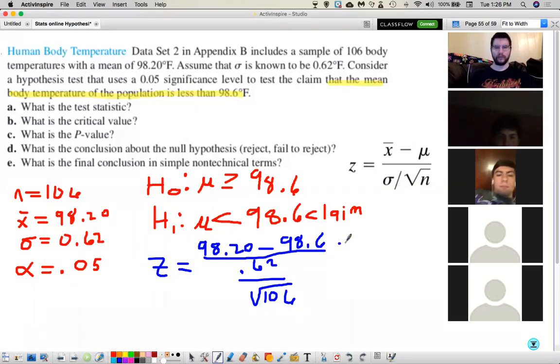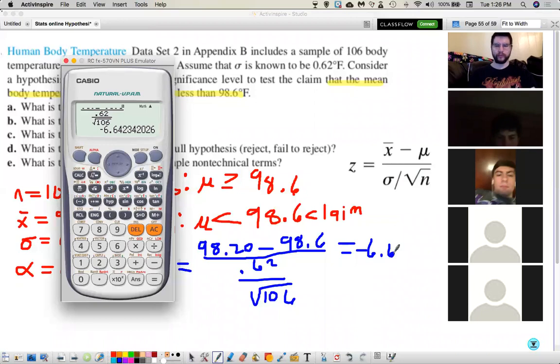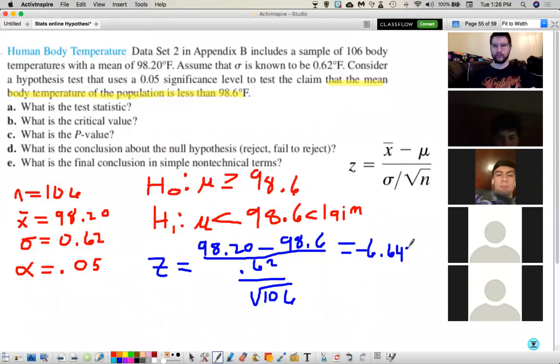Let me write that down. Negative 6.6, and then it was 423. For the test statistic, I like to go 4 decimal places. That way I'll be safe whether I use the traditional method or the p-value method. Either one will be fine with the 4 decimal places. I'll start with the traditional method, and then we'll do the p-value method.